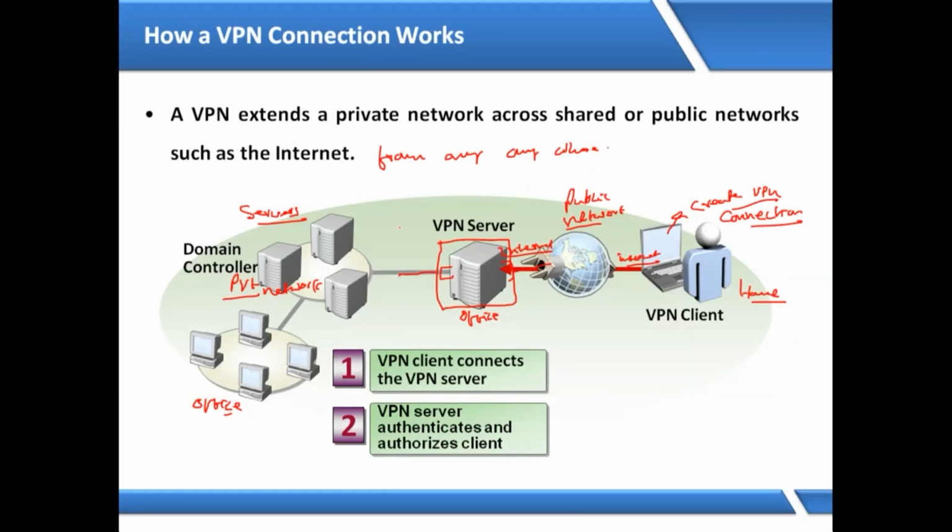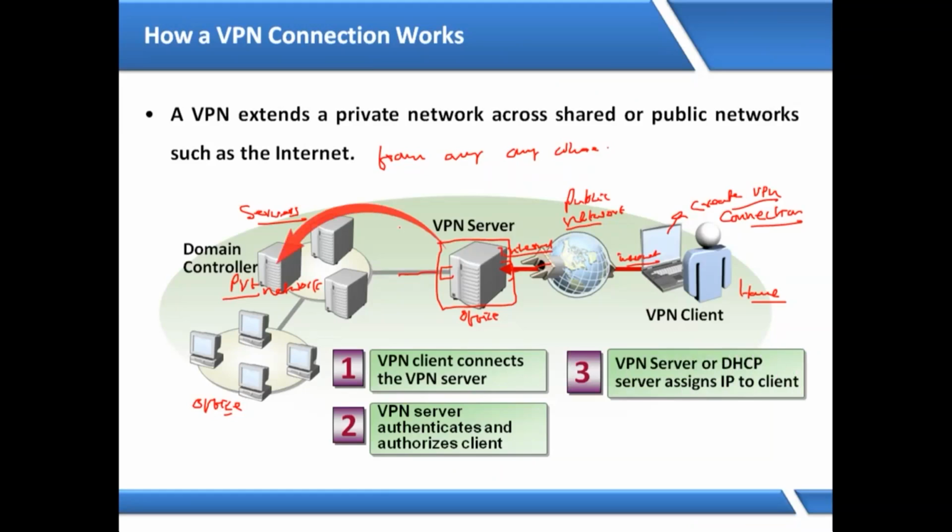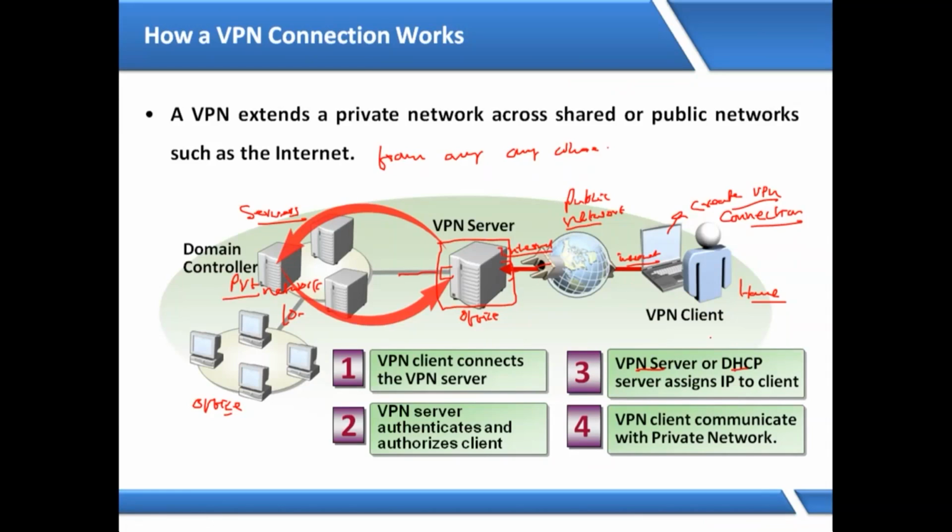So once the username and password is verified, what happens? The VPN server, by itself or through the DHCP server, will assign one private IP. The company server is working on, suppose, this 10 dot network. So it will assign one of the IPs from the 10 dot network, by itself or through the DHCP server, to the VPN client. So now it will work as if he is working within the office. So this is the concept of the VPN.